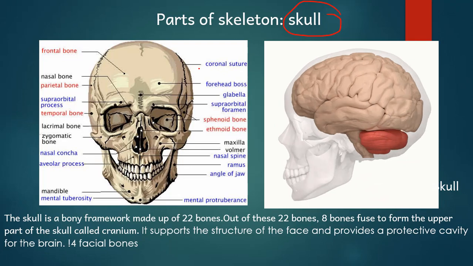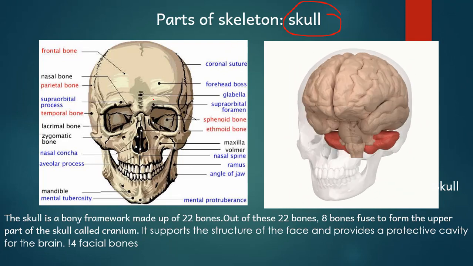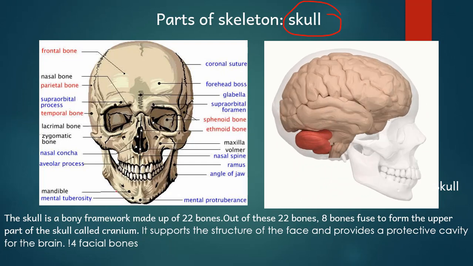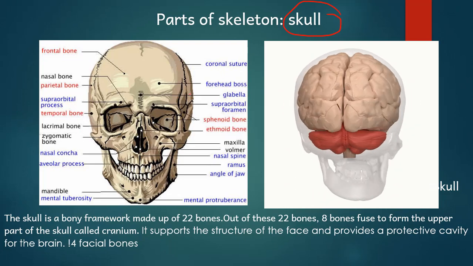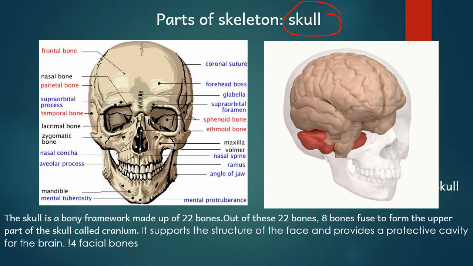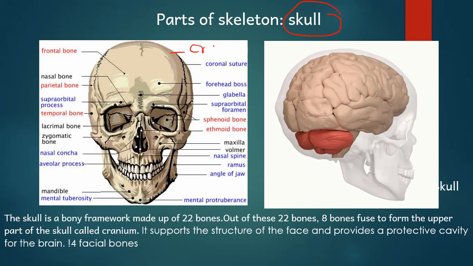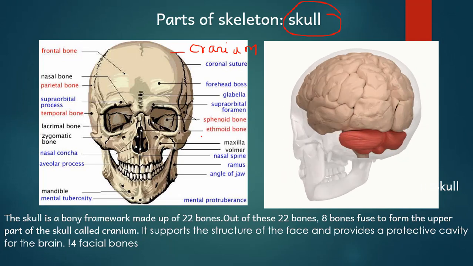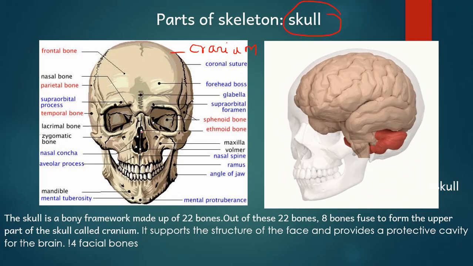The skull is made up of 22 bones. You might have seen some structures in science laboratories, in advertisements, in your books. This is the structure known as the skull. The upper part of the skull is known as the cranium, whereas the facial part of the skull is known as the facial bones. So this includes the cranium as well as the facial bones.